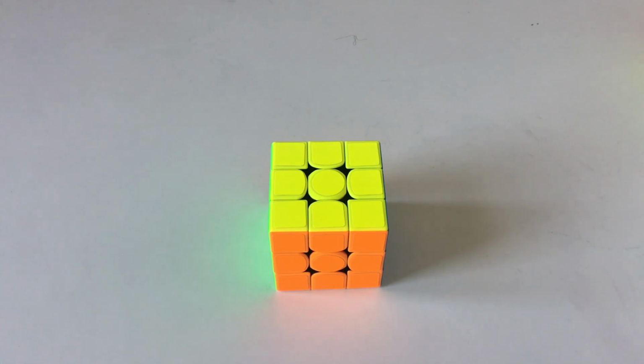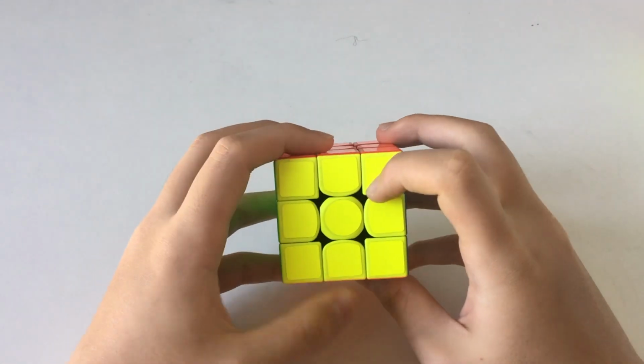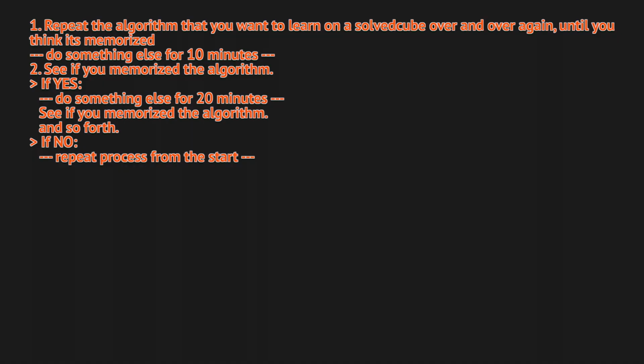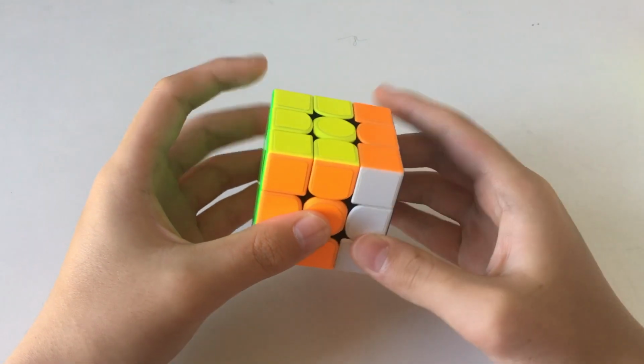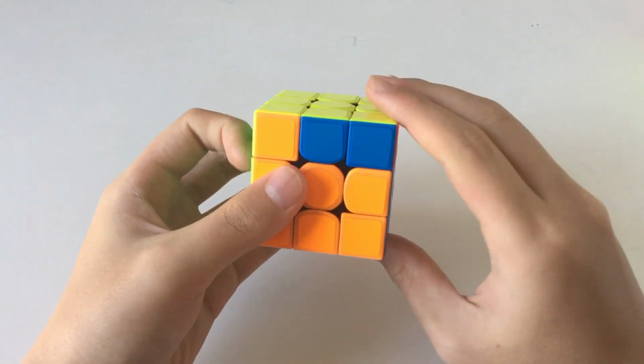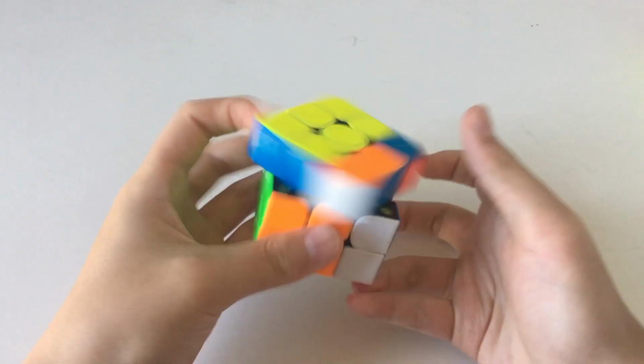Alright, so I repeated that algorithm about 20 times or so. And now what I'm going to do, and you guys probably don't know this, is set the cube apart and then do something else for about 10 or so minutes. By doing that, my brain actually tries to memorize the algorithm while I'm doing something else. For example, I can do some of my homework for other classes, and then when I get back to the cube 10 minutes after, I am going to basically try to recreate the algorithm and see if I remember it.